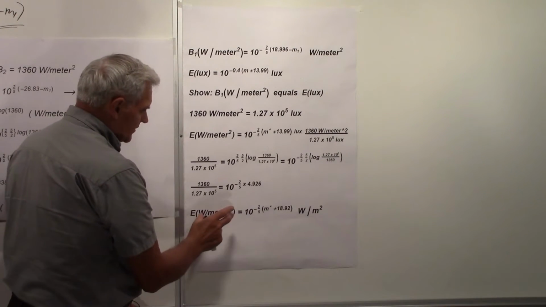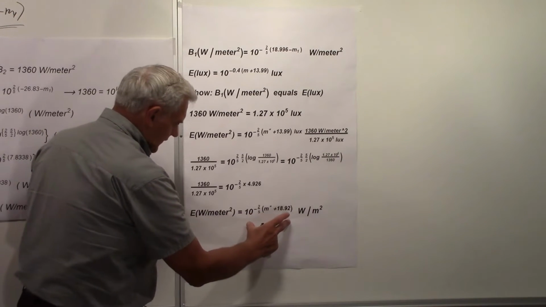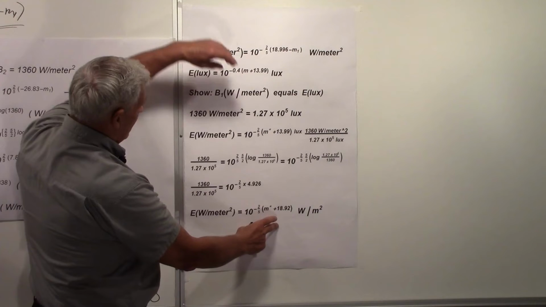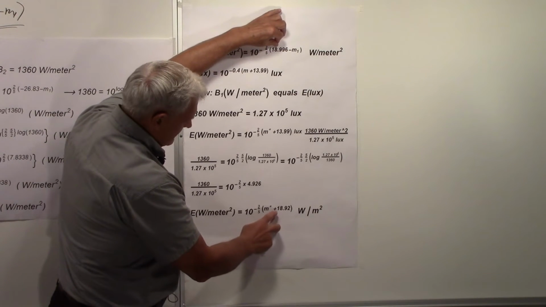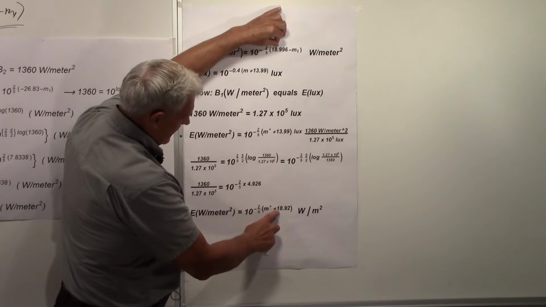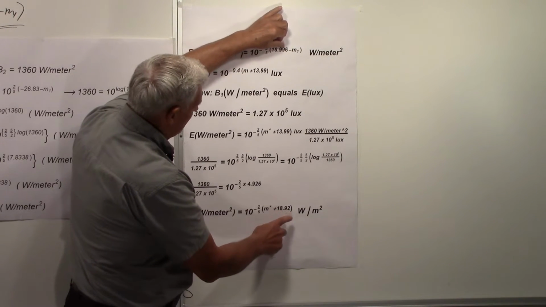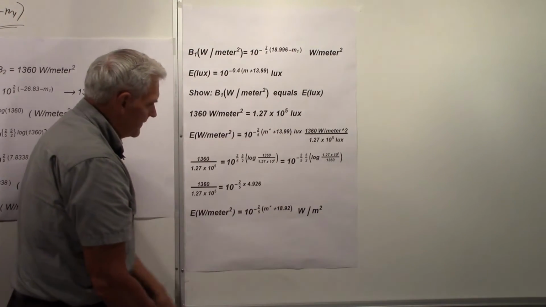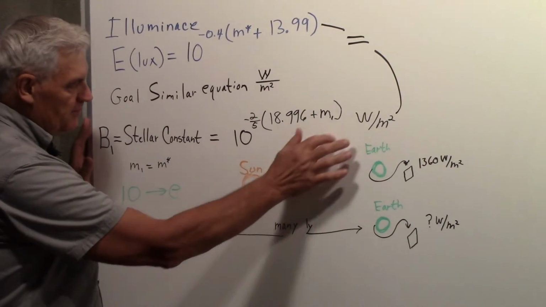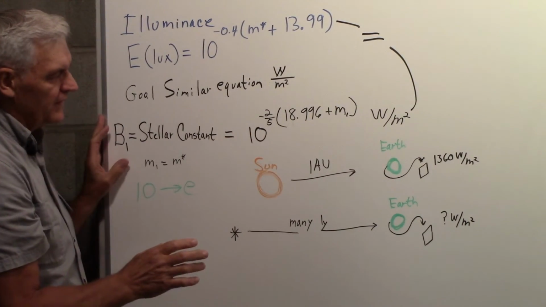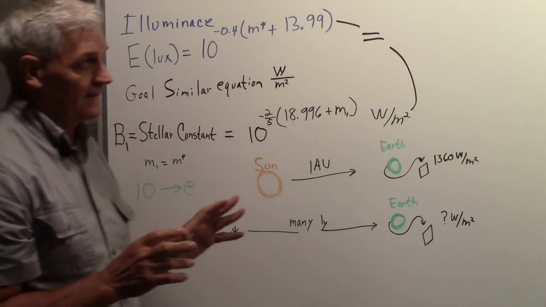So their expression in watts per meter squared is equal to this, and we can compare that with what we have in watts per meter squared. And you can see we're a little bit off here. They have 18, it works out to 18.92 here, and we had 18.996. So this is the expression we came up with. So let's compare that with some real numbers and see what we get.